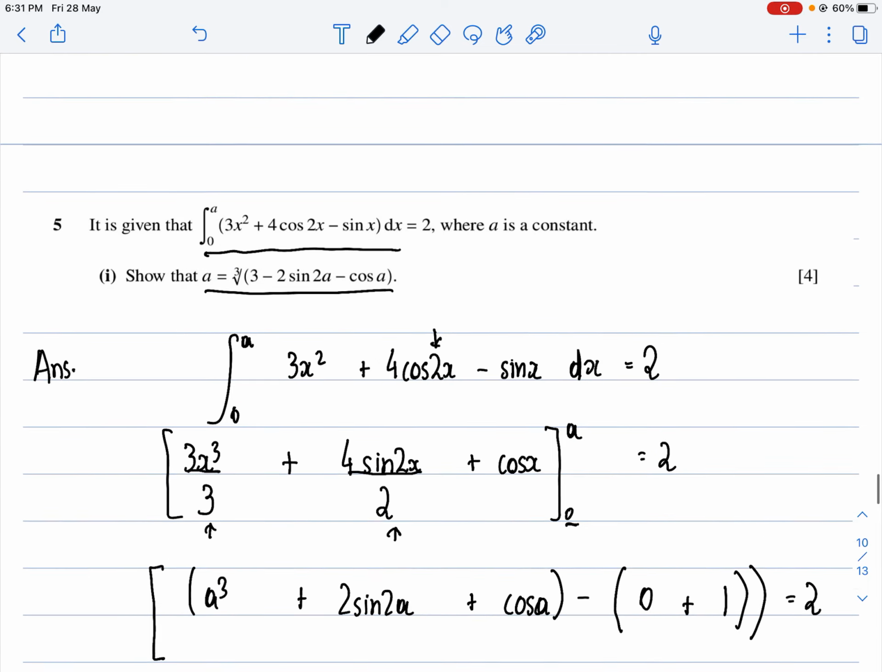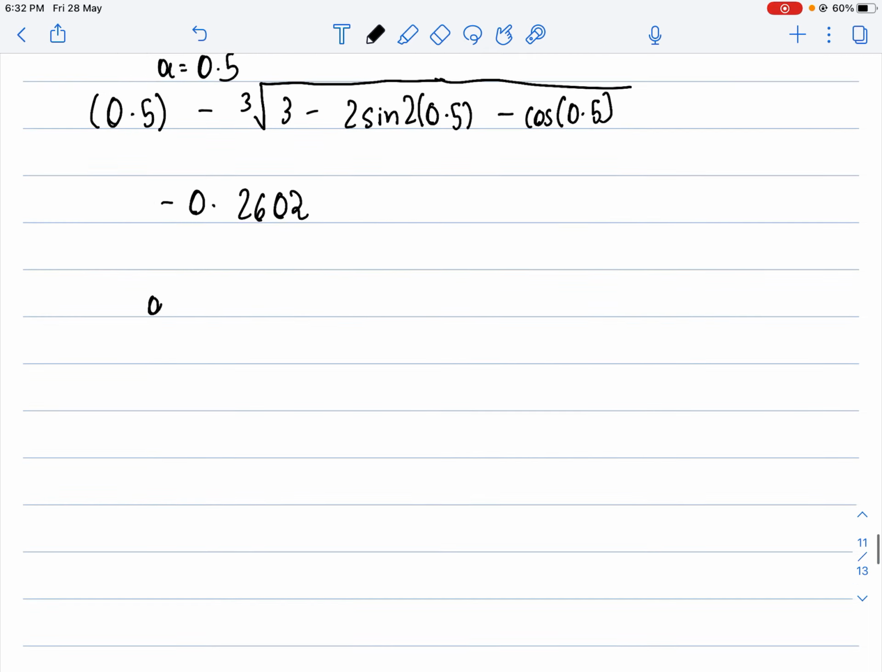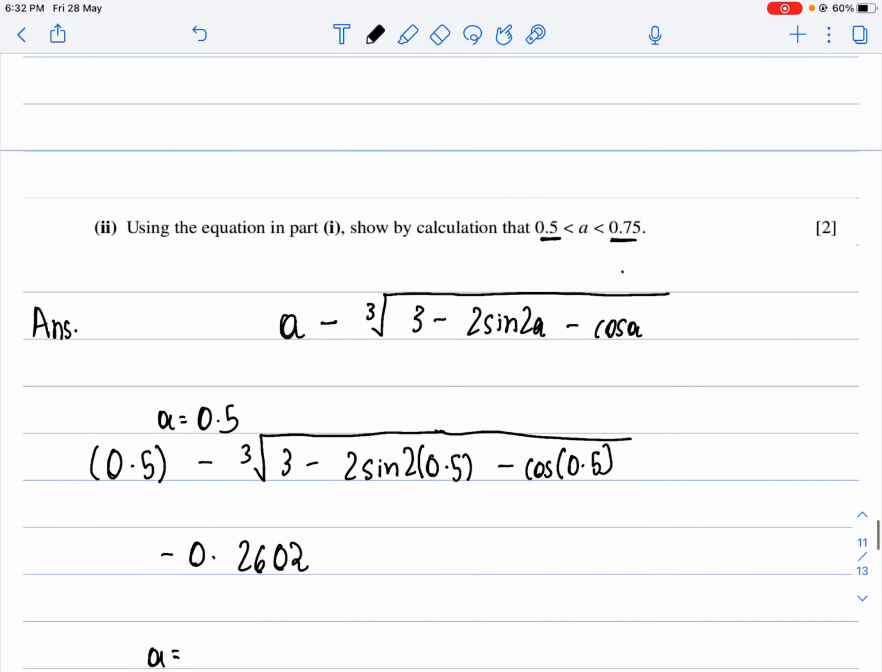Now what I do is I write this on the calculator. Just make sure you're in radian mode. I know they haven't specified anywhere, but whenever we perform iteration, you should make sure you're in radian mode. So when I solve this on the calculator, I get my answer as negative 0.2602.